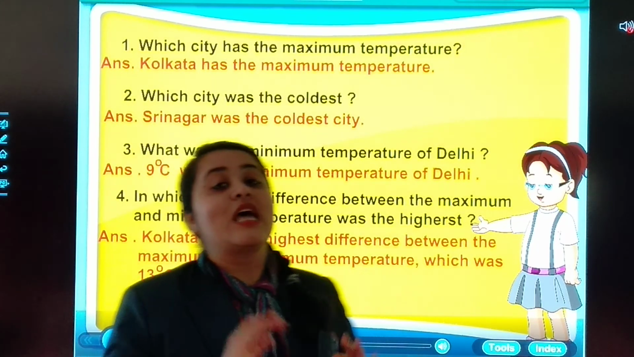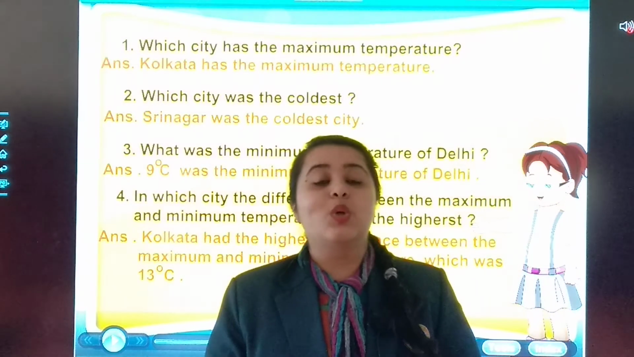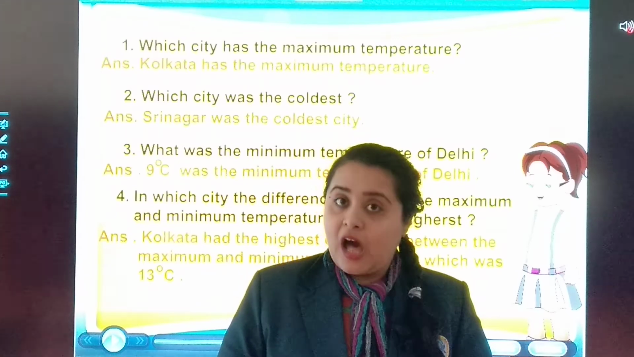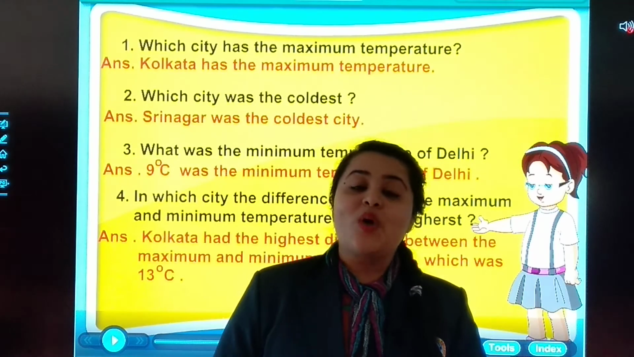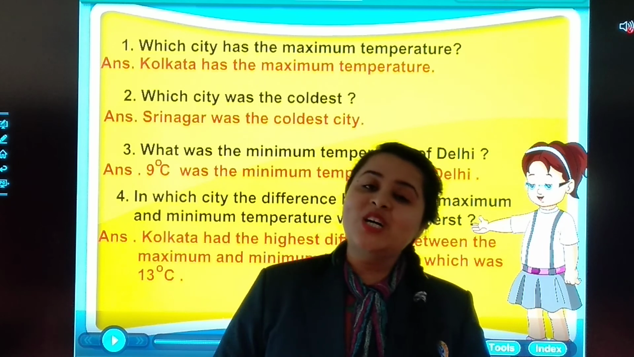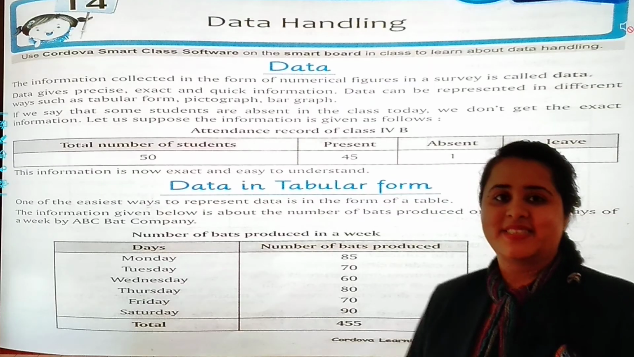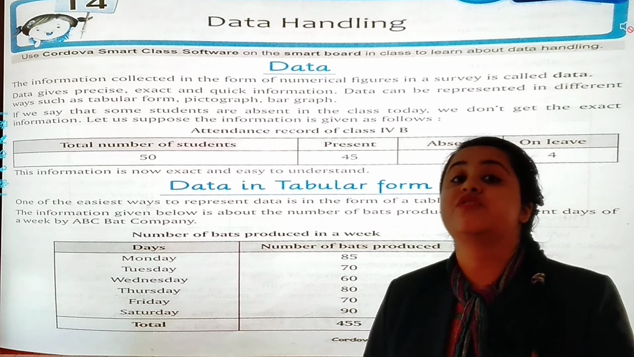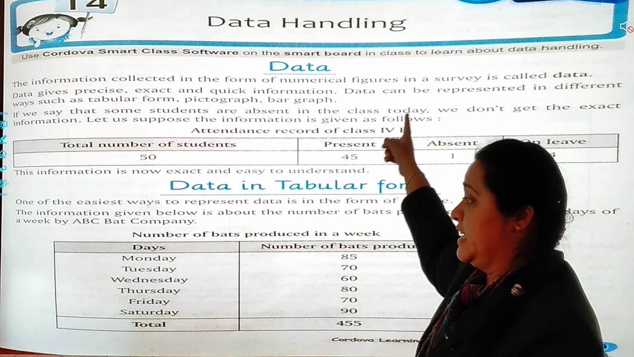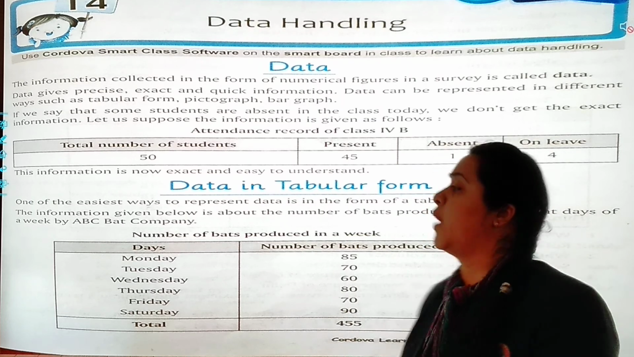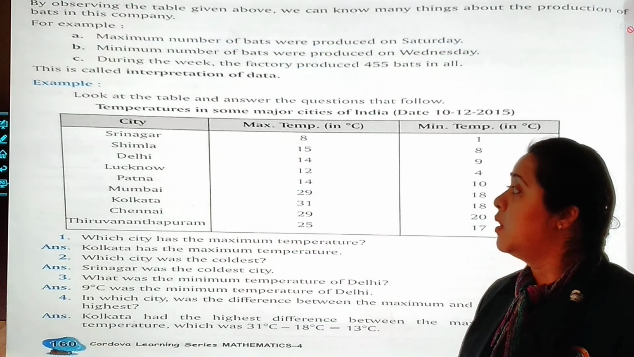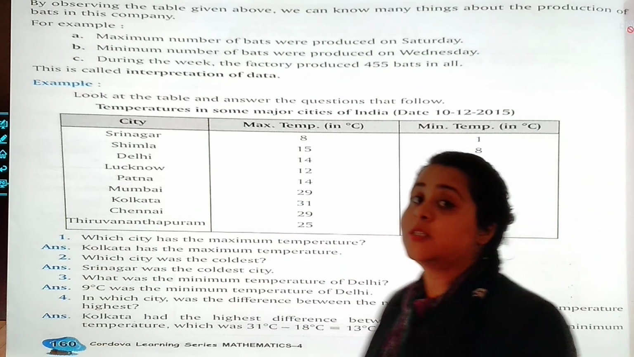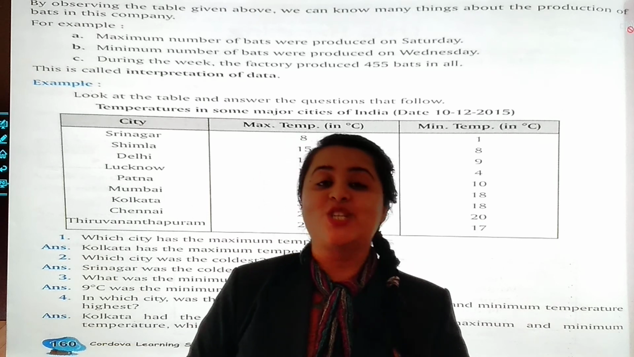So students, after watching this, you come to know how to read the tabular format and how to answer the questions. Let's move to the worksheet. Your homework will be: you will write the meaning of data. You will solve your example number 2 in your notebook. Don't forget to send me the photo.